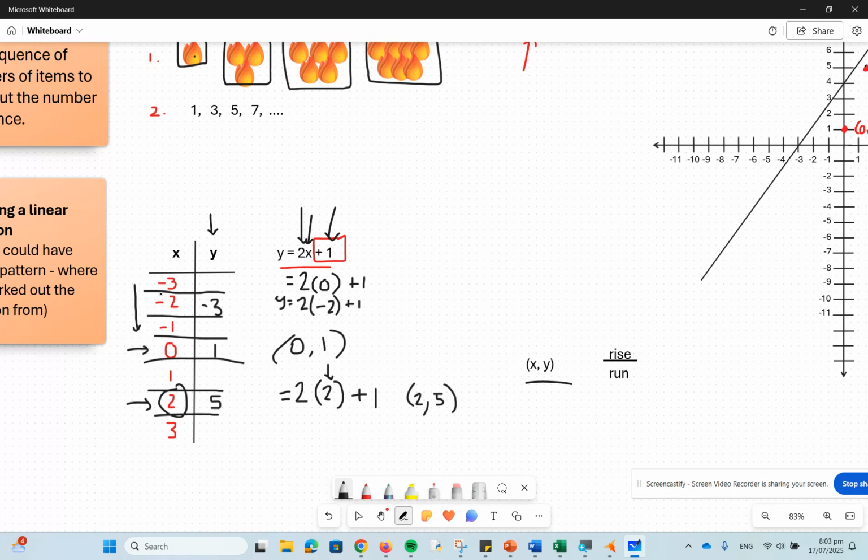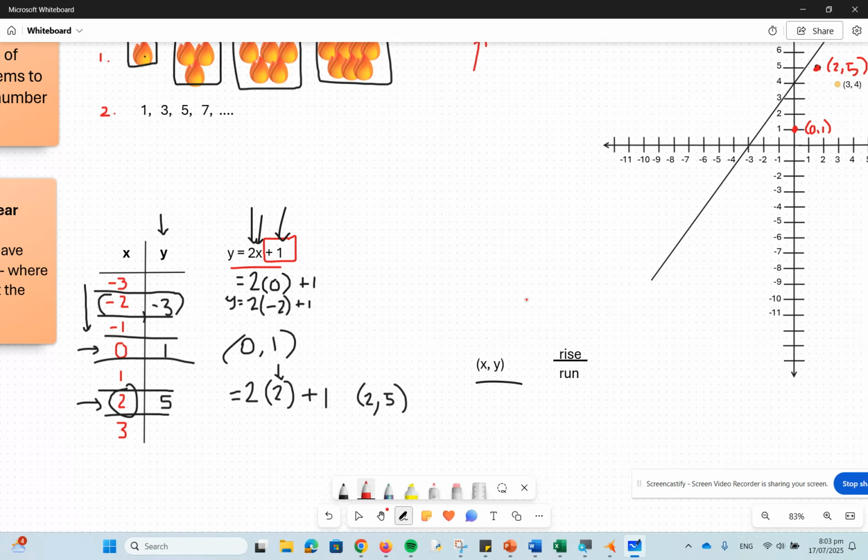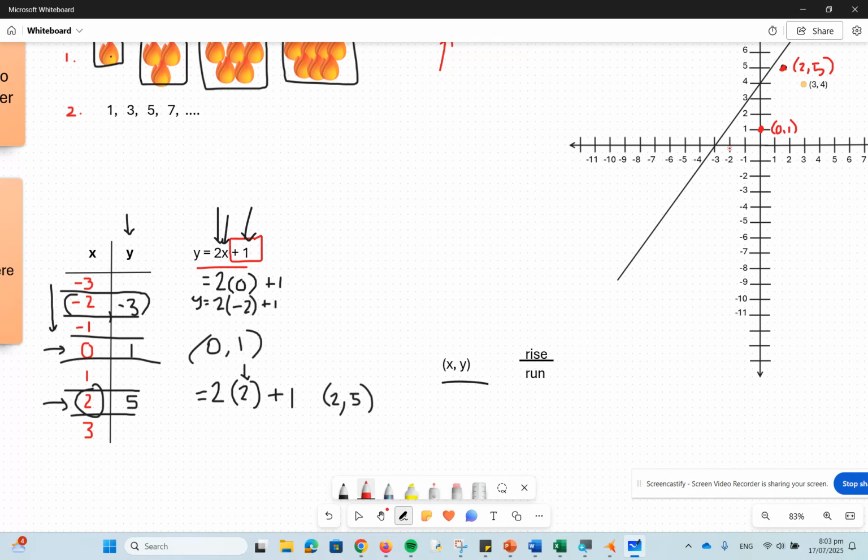So now I've got my pair: negative 2, comma, negative 3. Negative 2 across, negative 2 on the x and negative 3 on the y. So let's go across, negative 2 on the x and negative 3 on the y. Brings me down to there. And I should label it -2 and -3.